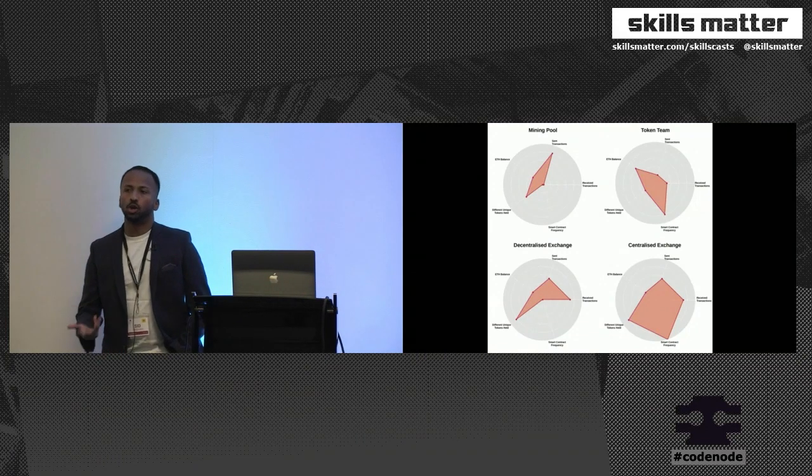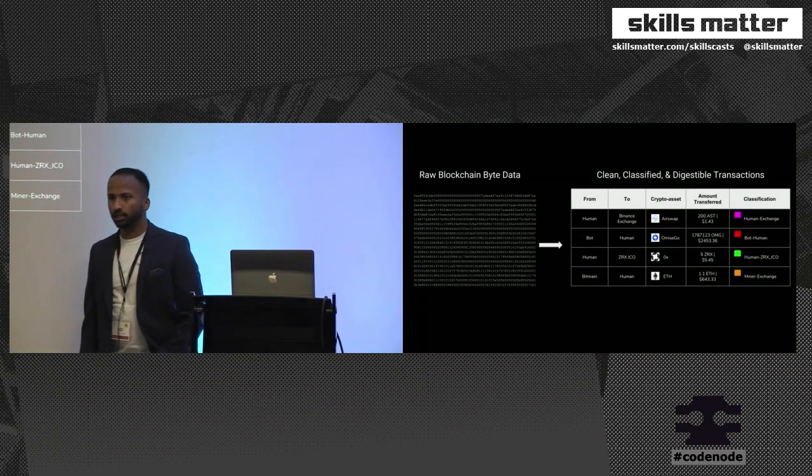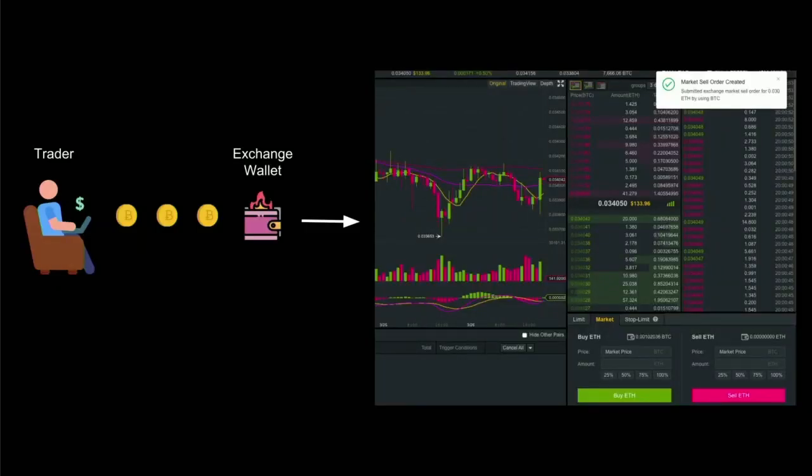For each entity, we give a probability score internally to say how sure we are of its classification. What this ends up being is taking raw blockchain byte data, which is essentially hashes, into clean, classified transactions where we have some sense of who the entities behind these transactions are. So we can say for a given token transaction that it's between a human and an exchange, for example, or between a miner of a block and an exchange, when a miner is liquidating their block rewards or the funds they've gained from mining a block. This sort of analysis is really interesting when we apply it to the financial ecosystem of crypto in general, and that's our core focus at the moment.